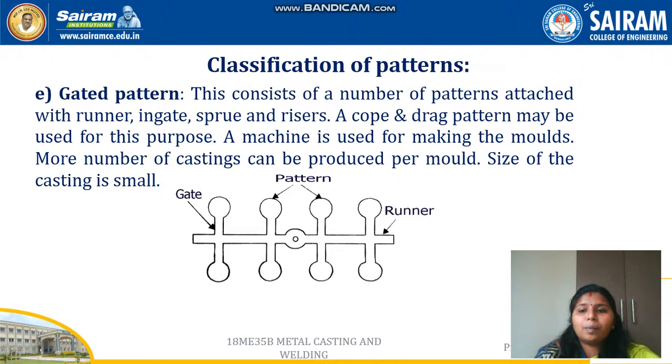And the next one is the gated pattern. This consists of a number of patterns attached with a runner, in-gate, sprue and risers. A cope and a drag pattern may be used for this purpose. A machine is used for making these molds when we need the same component in larger numbers, for example squares or spherical shapes. This is just an example of how a gated pattern will be. Likewise, the shapes needed differ for each process. The size of the casting will be small. If you need small components in large numbers, we can use this type of gated pattern.